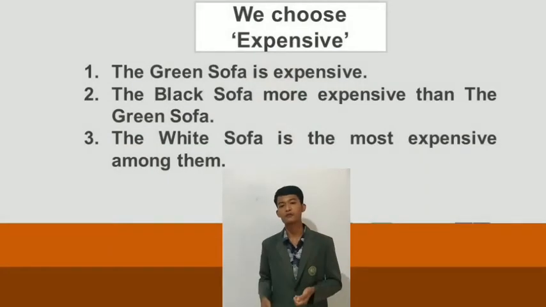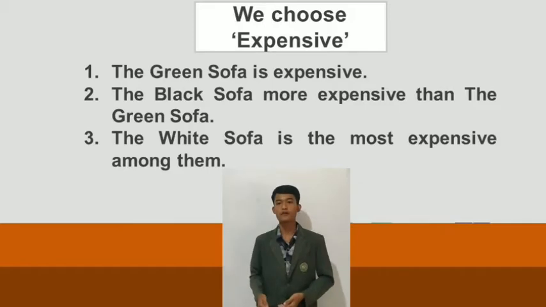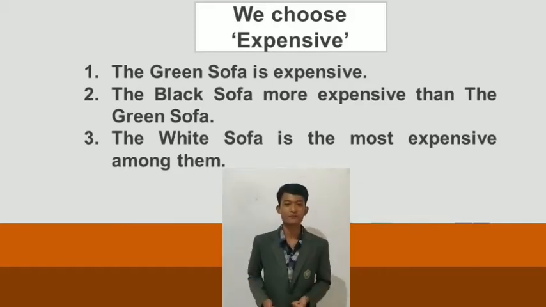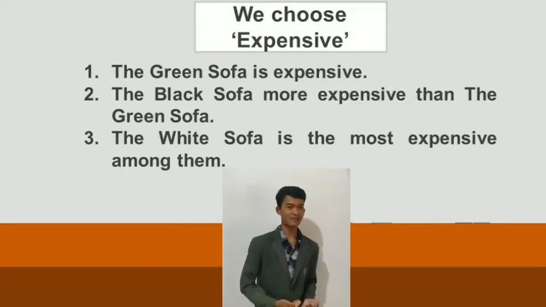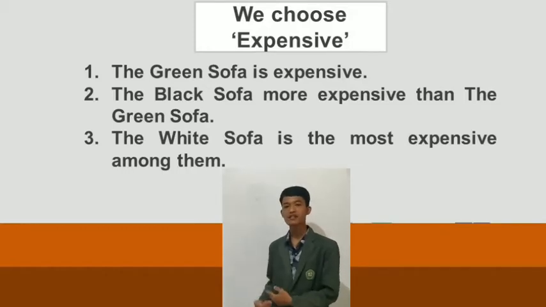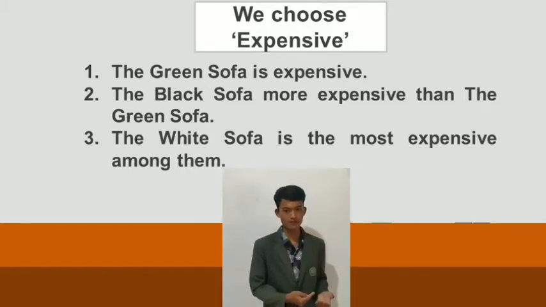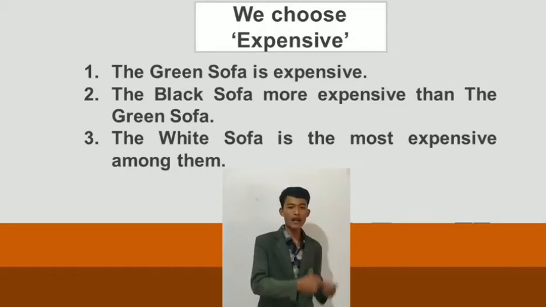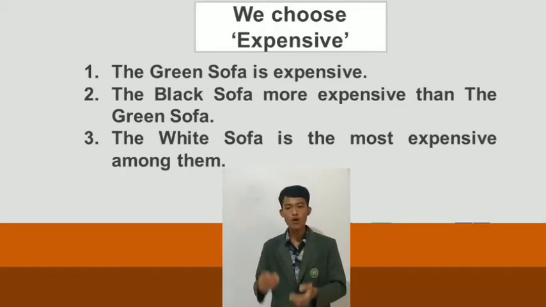Okay, we got it. We choose expensive. First, the green sofa is expensive. Next, the black sofa is more expensive than the green sofa. And then next, the white sofa is the most expensive among them, or we can say among all. Okay, it has the same meaning. That's the difference between the one and two syllable form and the three or more syllable form in degrees of comparison.